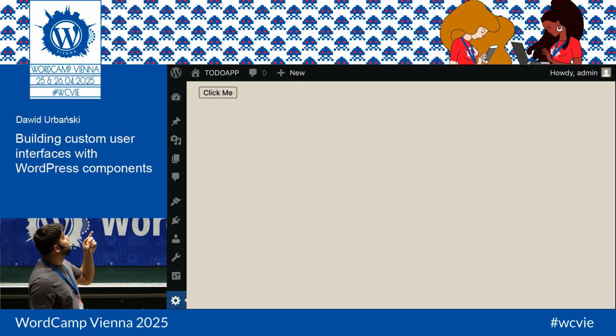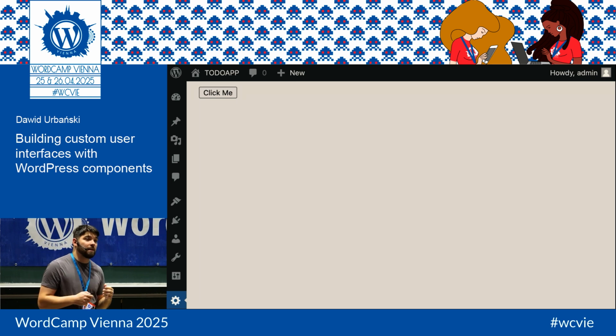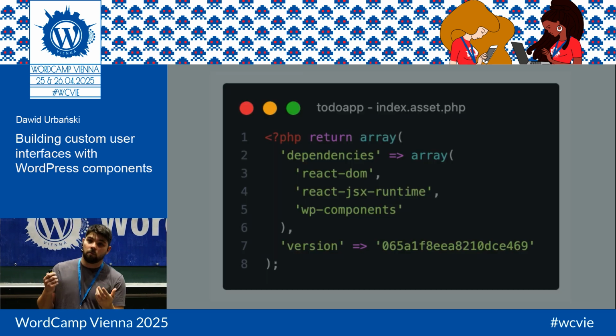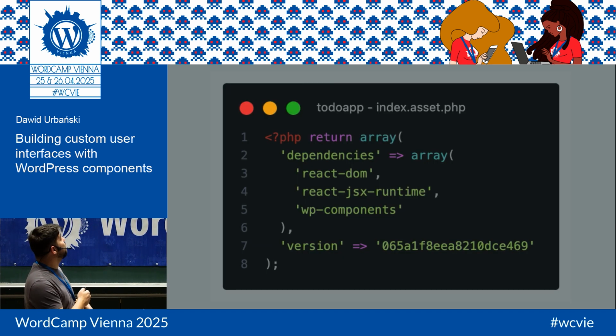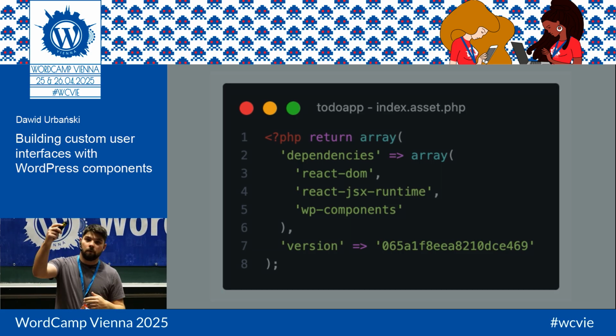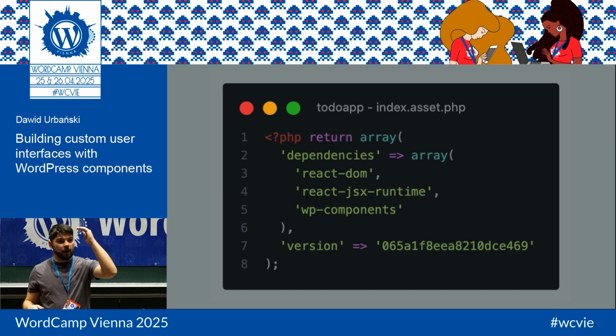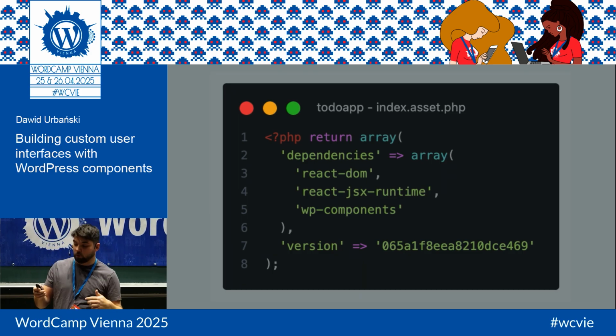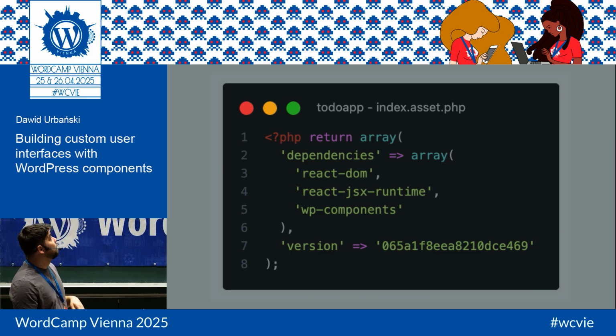But if we go back to our index asset PHP, since we imported something from this WordPress components package, it added this dependency wp-components, so our script will always be enqueued after all of those dependencies, so everything will work nicely out of the box.